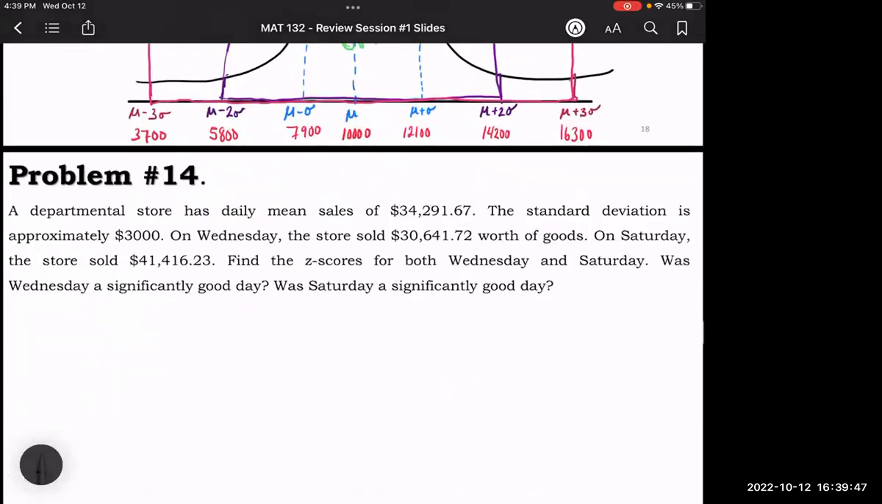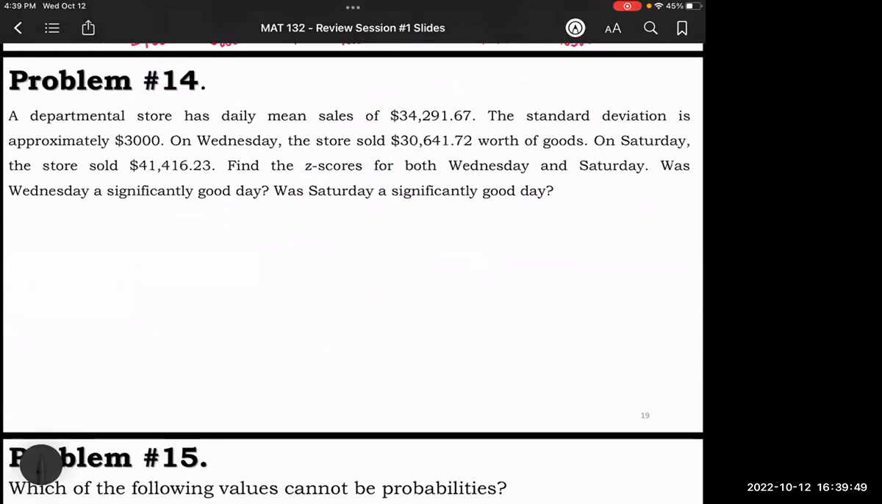Okay, that's problem 13. Let's look at problem number 14 now. Problem number 14 states that we're at a departmental store and we're doing some shopping. It has a daily mean sales of $34,291.67. Basically, I want to give you a real life application to this one rather than textbooks. The standard deviation is approximately 3,000.